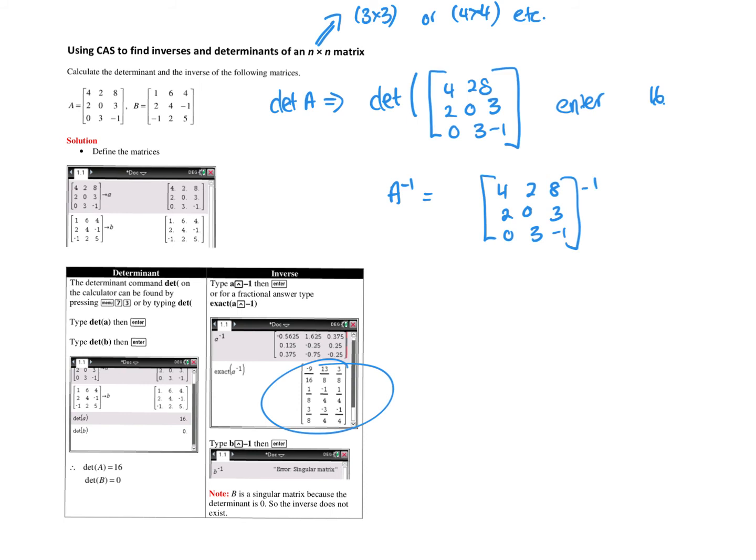And you do that and you'll see you get this answer. They've stored the original matrix. I don't see the need to do that. You can just do them straight on your calculator. All right.